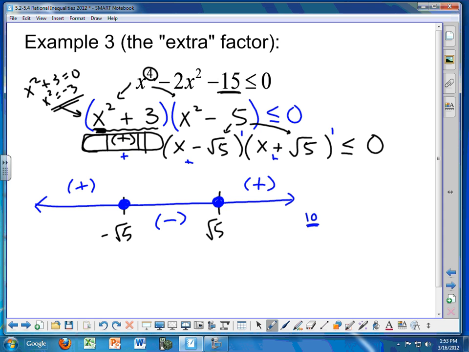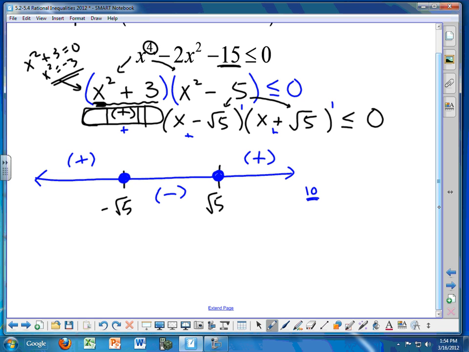Well, let's answer the question in this one. This one doesn't look too bad now that we've got it set up. In order to answer this one, we want to know where it's less than or equal to 0. So that would be down in here, right in here.